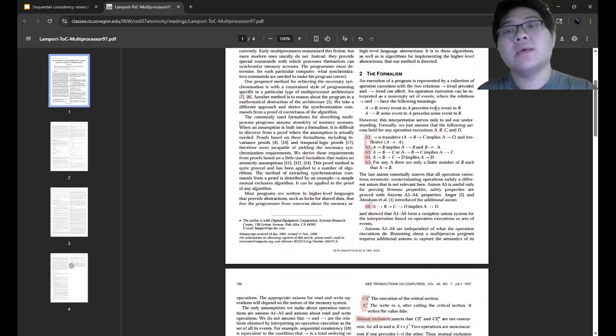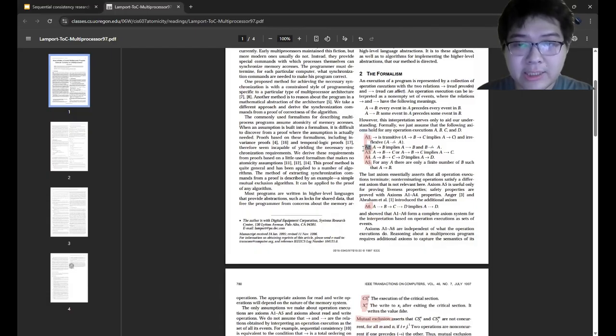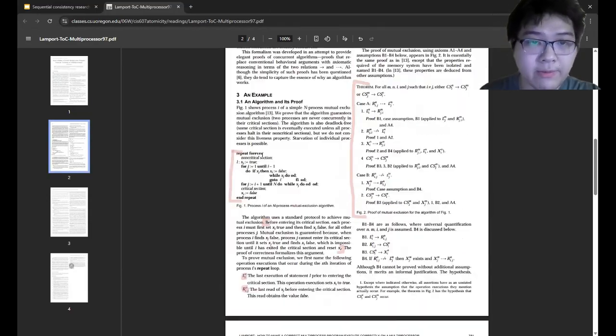So let's start here. We can see that the author represents the event operation as follows. It can be either A straight arrow B, which means every event in A precedes every event in B, or A dotted arrow B, which means only some event in A precedes some event in B. He has also given us the 6 axioms that always hold true for any operation executions A, B, C, and D, right here. And we want to prove it with this algorithm right here.